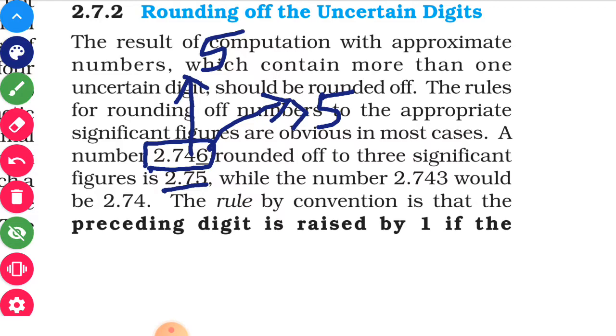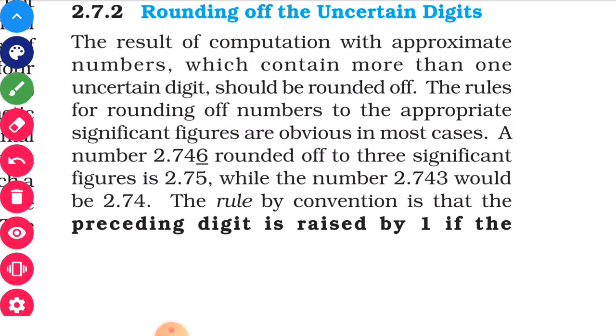And if it is 2.743, then what will happen? This has to be dropped. This 3 is less than 5, so the rounding off will become 2.74. So the rule is that the preceding digit is raised by 1. Preceding digit means, if 6 is taken into consideration as the last digit, then the preceding digit is 4. 4 is raised by 1 if the last digit is more than 5.